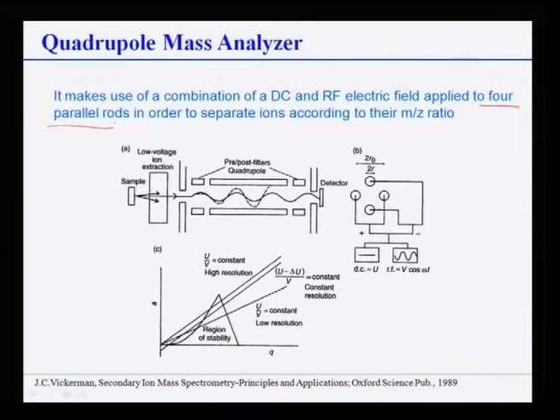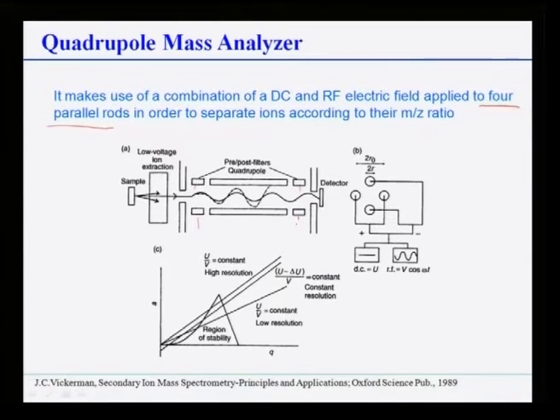What is done here? This is taken from Wickerman's book. So you have a sample, you create ions by different ionization techniques, and then you have 1, 2, these are actually filters, the quadrupole filters.